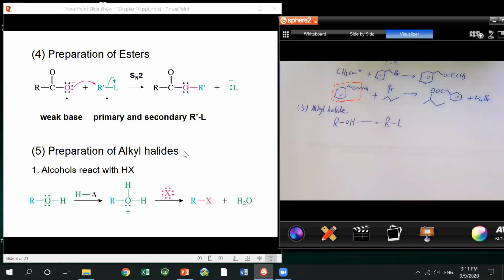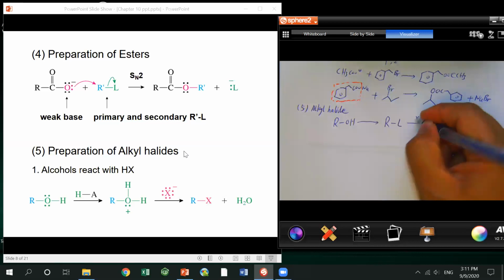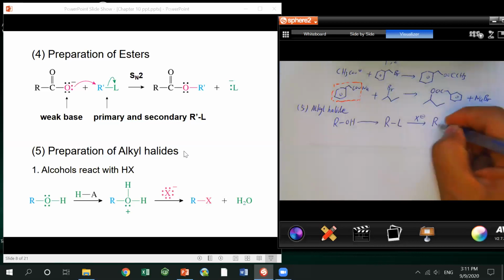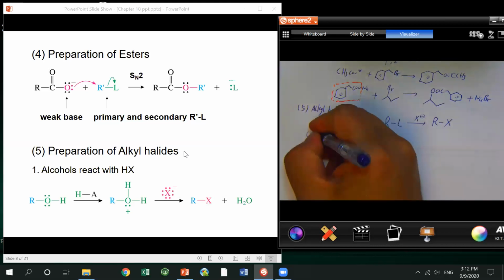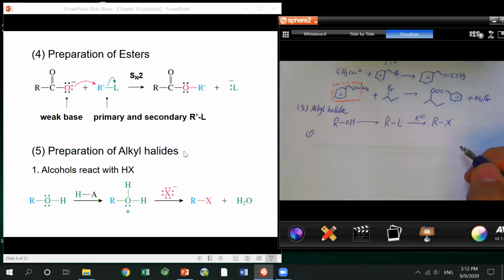Right. And then you do some kind of substitution reaction and get the alkyl halide. You cannot directly convert the OH to an alkyl halide; you have to convert it to a good leaving group. The first way we already learned is to just use the acid HX. That's the general reaction shown here.